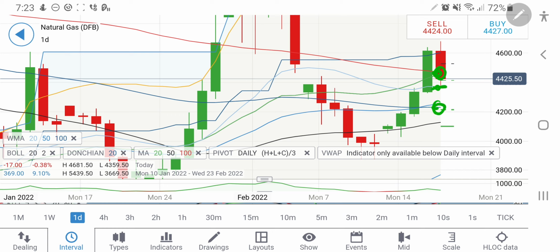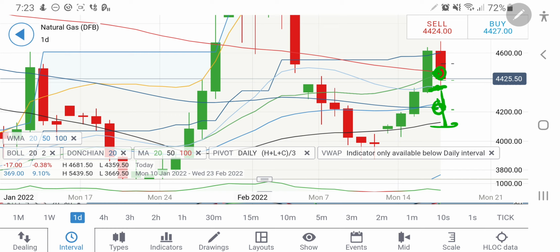Now below this, breaking 4350, you can expect that it is going to hit 4220 levels and in fact it can drop till 4100. Below 4380 you can take a short entry. You can expect it to drop till 4220 and 4100 levels.